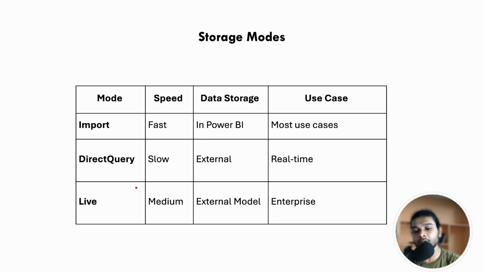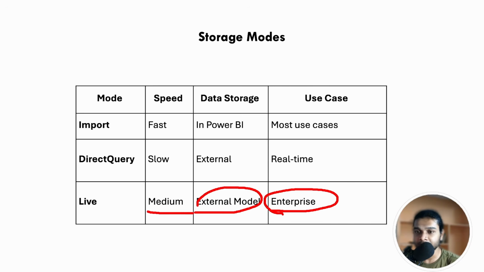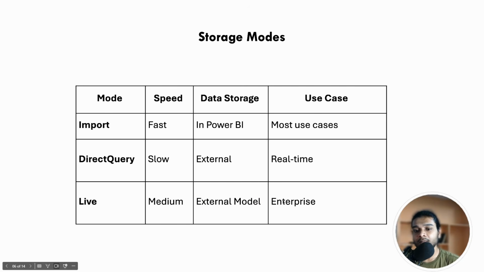Now live is medium. The speed is medium here. It's not fast, and it is not slow like direct query. It is medium. Data storage is an external model, because the data is stored in the external semantic model and not local. And then the use case is enterprise. That's how these three modes work.